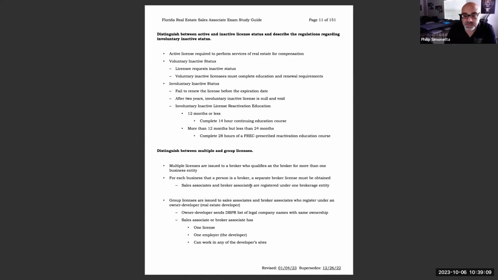Okay. Got it. Now, a group license is issued to sales associates and broker associates who register under an owner developer, a real estate developer. This is when an owner developer has multiple developments being built. The owner developer sends DBPR a list of the legal company names with the same ownership. The sales associate or broker associate has one license, one employer, the developer, and then they can work any of the developer's sites. So they can go from site to site and sell those properties.